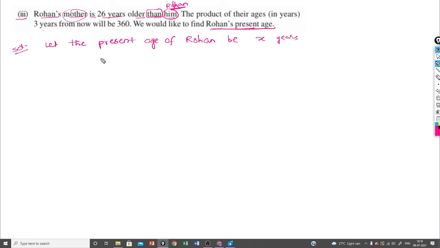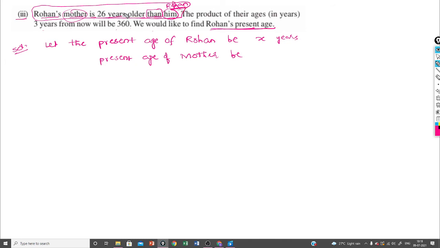Next, the present age of mother. Let the present age of mother be, from this line we can write the present age of mother. How can we write Rohan's mother's age? That means Rohan's mother's present age is 26 years older than Rohan. That means compared to Rohan, 26 years more will be there.